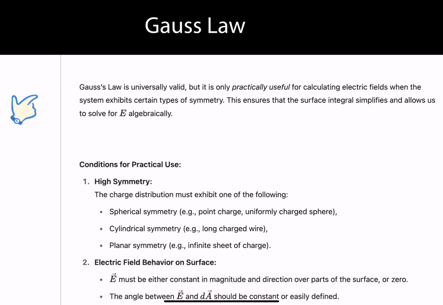So let's talk about the validity of Gauss's law. Gauss's law is valid universally, but it's only practically useful for calculating electric fields when the system exhibits certain types of symmetry. I'm going to explain that. This is because it ensures that the surface integral simplifies and allows us to solve for E algebraically. Now, the symmetries include spherical, cylindrical, and planar symmetry. Without symmetry, the math becomes too complex to apply Gauss's law effectively, and you're going to see that.